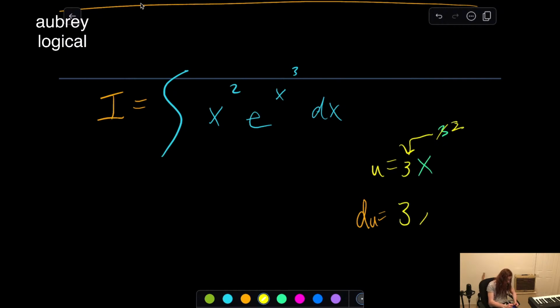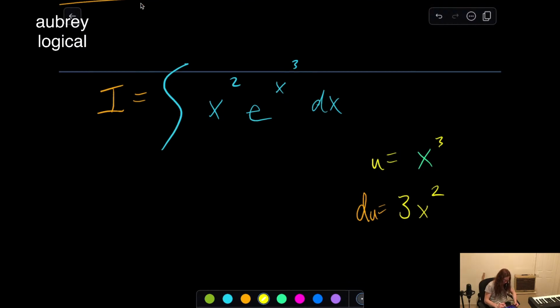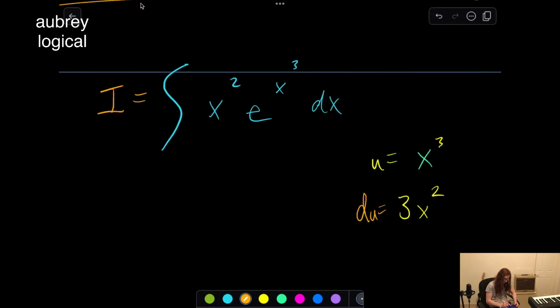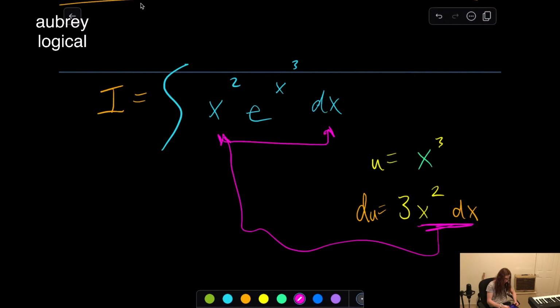So 3x squared, okay. But then you have to... so out of this, oh, I almost forgot the most important part, the dx. So now you look here and you see, ooh, this is right over here.